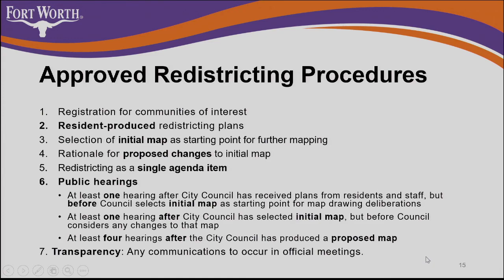Terrific. So send us the boundaries of the community of interest that you'd like for the city to recognize, and that then will be subject to this criterion. The City Council will be obligated to consider placing that community of interest entirely within a single council district. Again, it may be difficult to do, but that would be the objective. Second, and this is why we're here tonight, resident-produced redistricting plans.